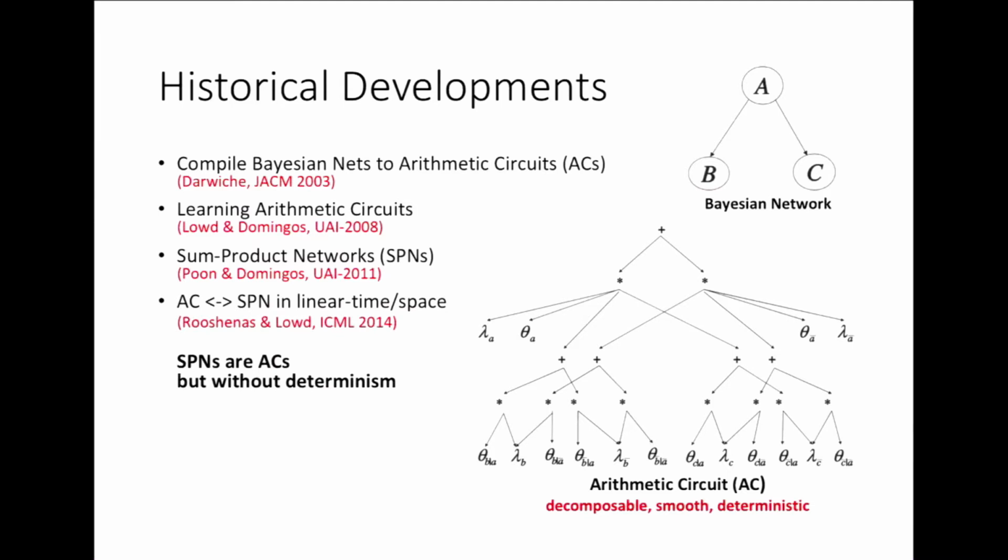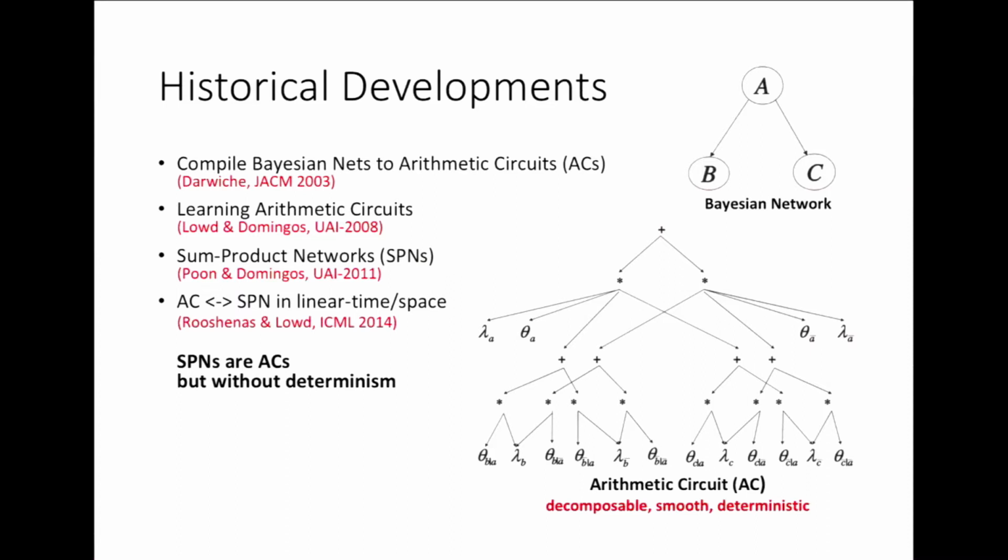And then in ICML, the International Conference on Machine Learning, one of the two main machine learning conferences in addition to NIPS, transformations were shown back and forth, linear time transformations. Basically, they showed that SPNs are just arithmetic circuits, but if you look carefully, arithmetic circuits without the property of determinism. Now, it turns out to be a little bit more interesting.